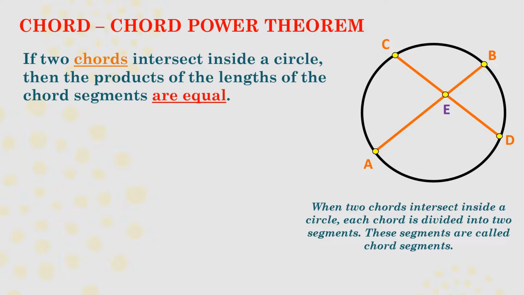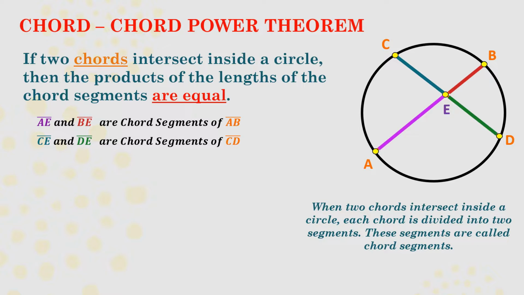So let's have chord AB. On our chord AB, it is divided into smaller segments which are segment AE and segment BE. Therefore, segment AE and segment BE are the chord segments of chord AB. Then chord CD is divided into smaller segments which are segment CE and segment DE. Then segment CE and segment DE are the chord segments of chord CD.